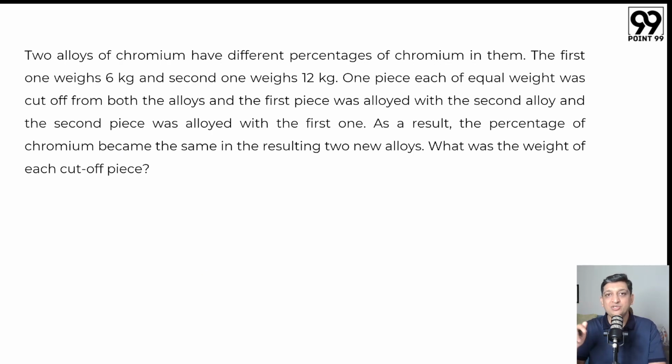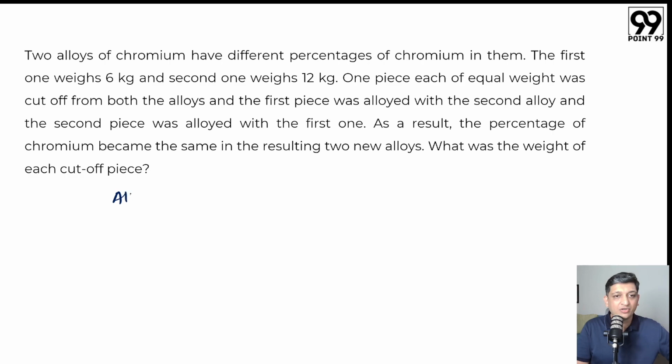Now if you had options, your life might have become slightly easier because you could have just said, okay, out of 6 kg if I am removing 3 kg and out of 12 kg if I am removing 3 kg, then what exactly can happen? But then you don't really have the luxury of options here. So what we can do is we can just assume some variables and try to do this.